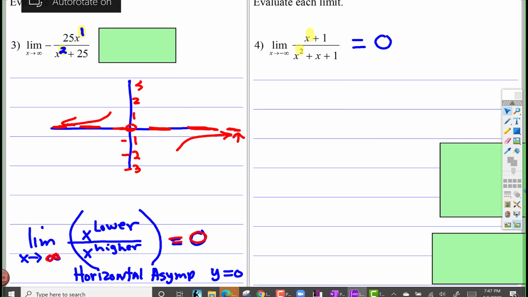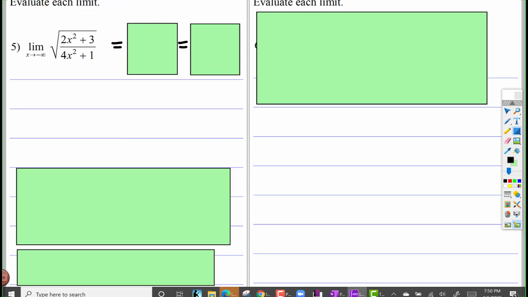So for the second one, you have x to the first over x squared. And you could even highlight that you know that this is lower than this, and then your answer is automatically that.